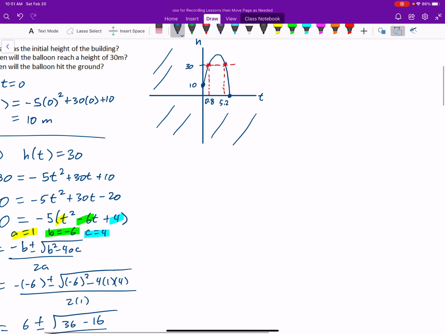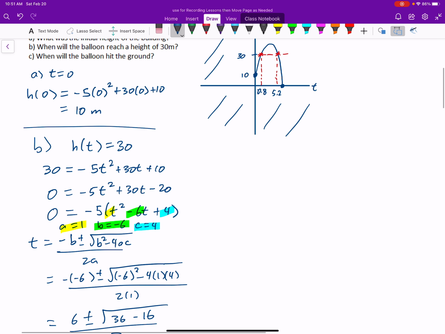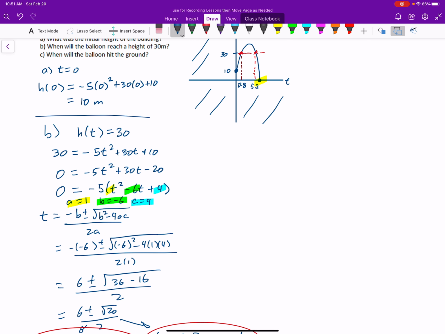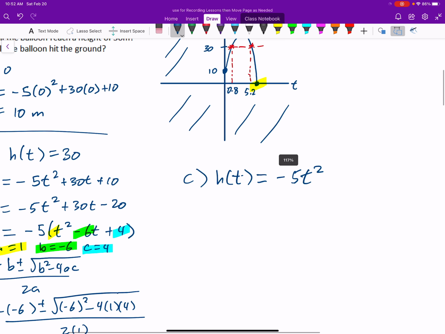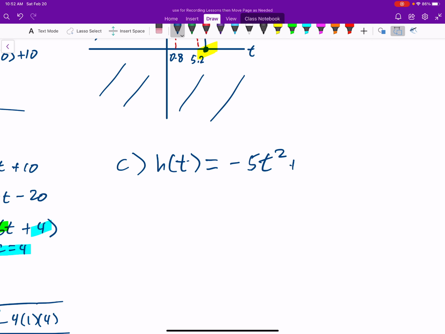When will the balloon hit the ground? So that means that we're looking for one of the zeros, right? So I can go back to my original function, which was h of t equals negative 5t squared plus 30t plus 10.